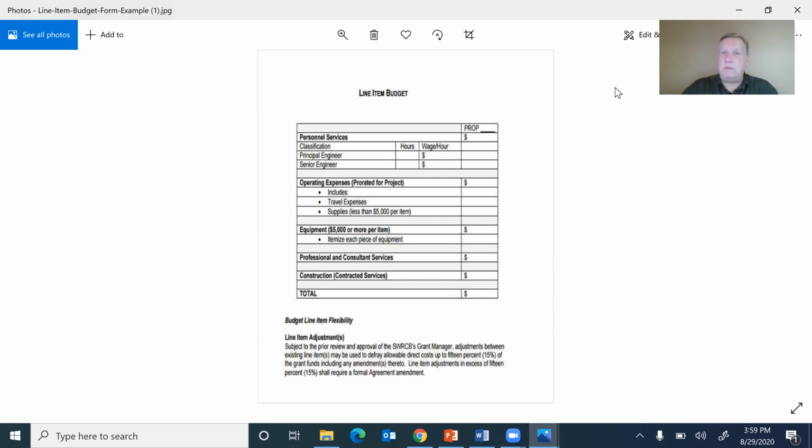So you are forced to be incremental in your decision making in terms of what gets included in the budget and what does not get included in the budget. So it's a very simple line item type of budget.